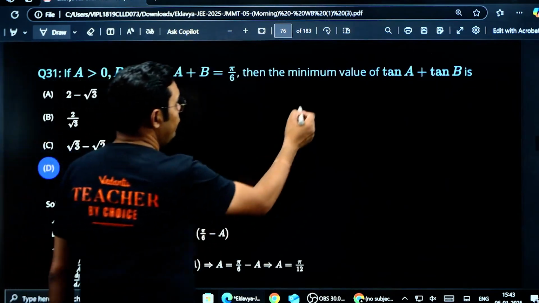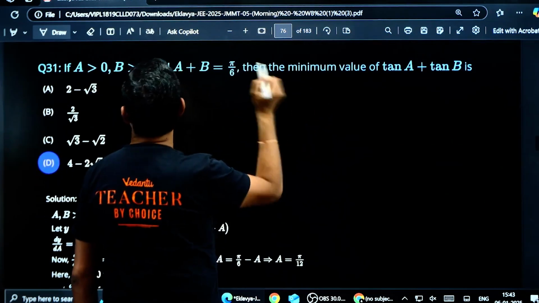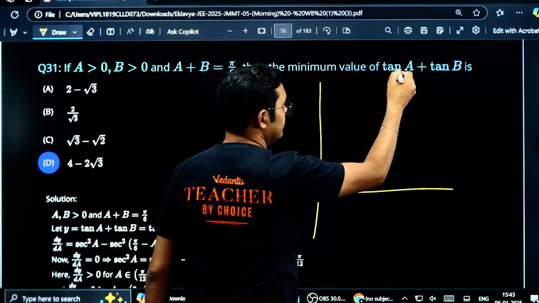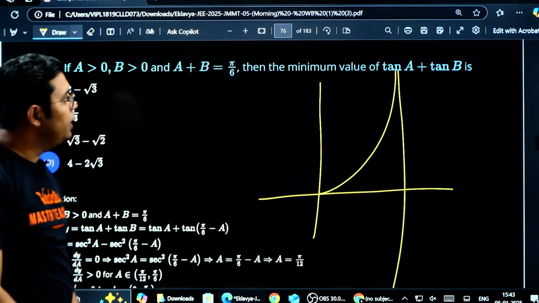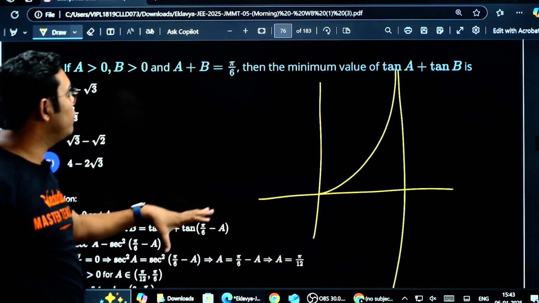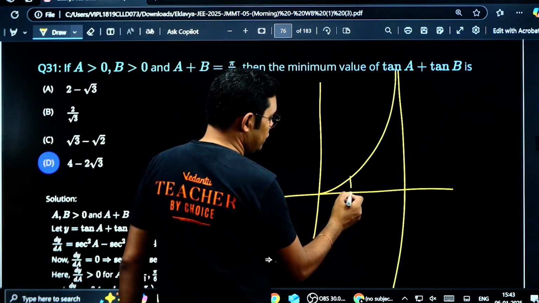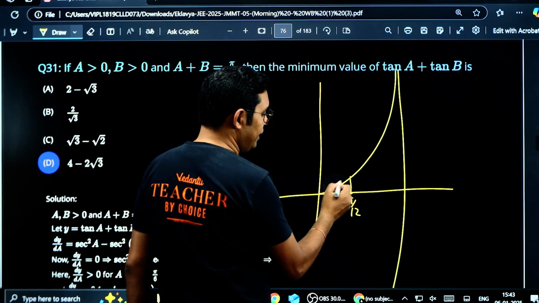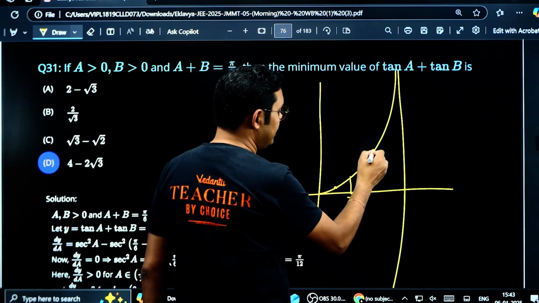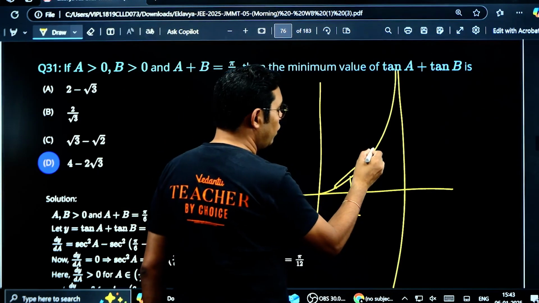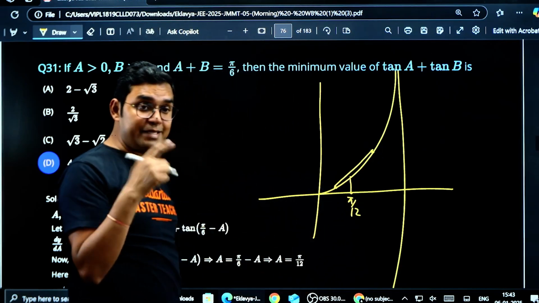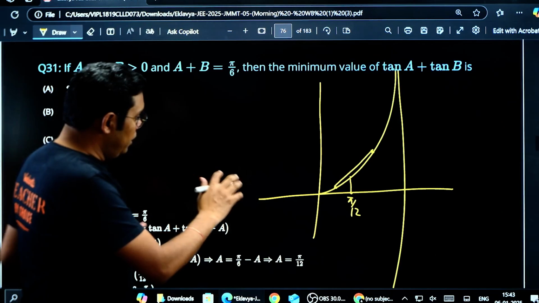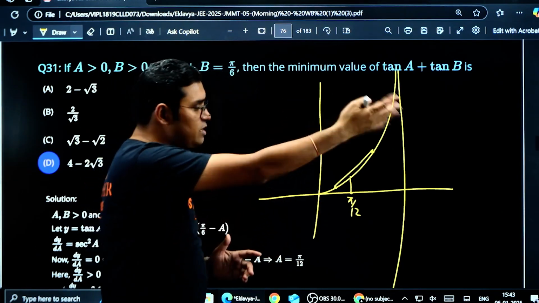That method is that if you draw the graph of tan, it is something like this. Concave up. Now, your A and B have a sum equal to pi by 6. So let us say this point is pi by 12 here. One angle will be less than pi by 12, one angle will be bigger than pi by 12. In fact, this has to be exactly in between. It has to be the midpoint. So whatever distance A is here, at the same distance B will be there.